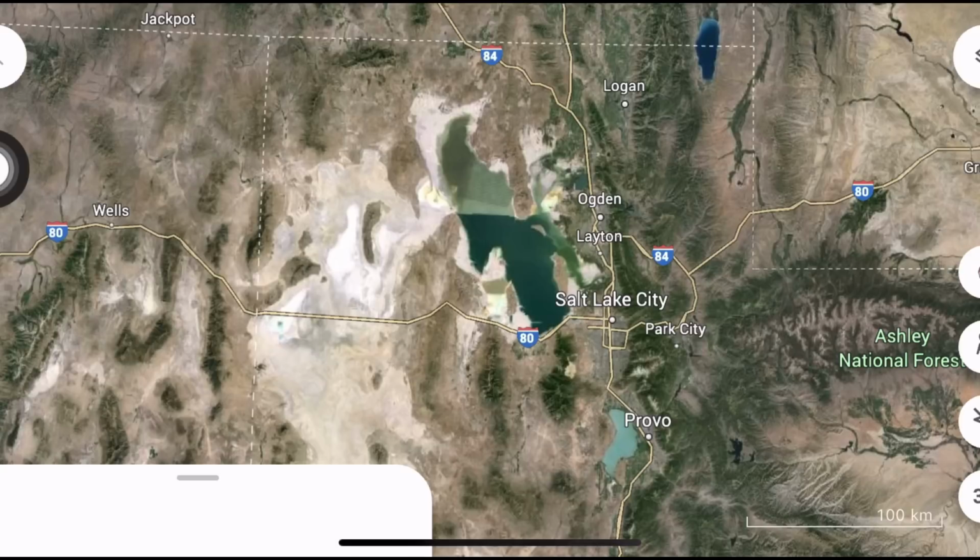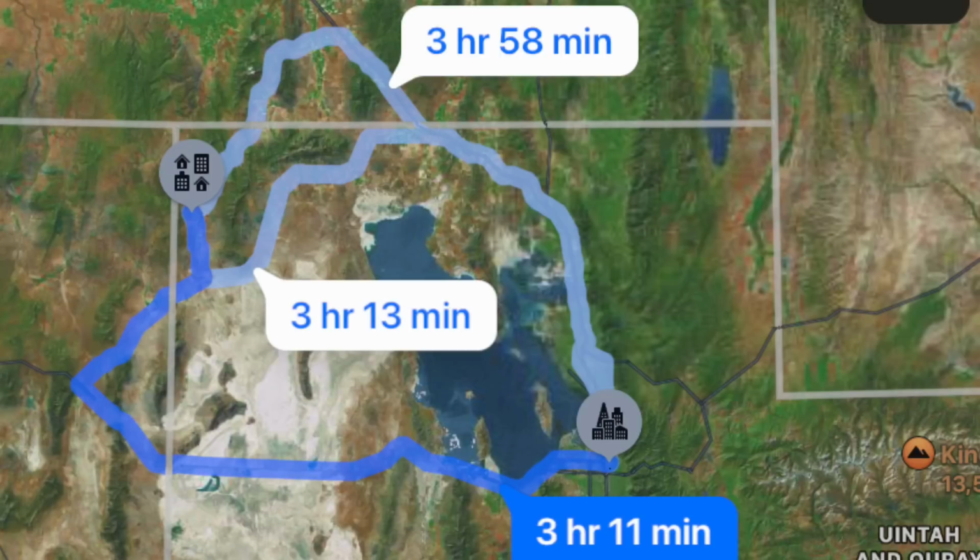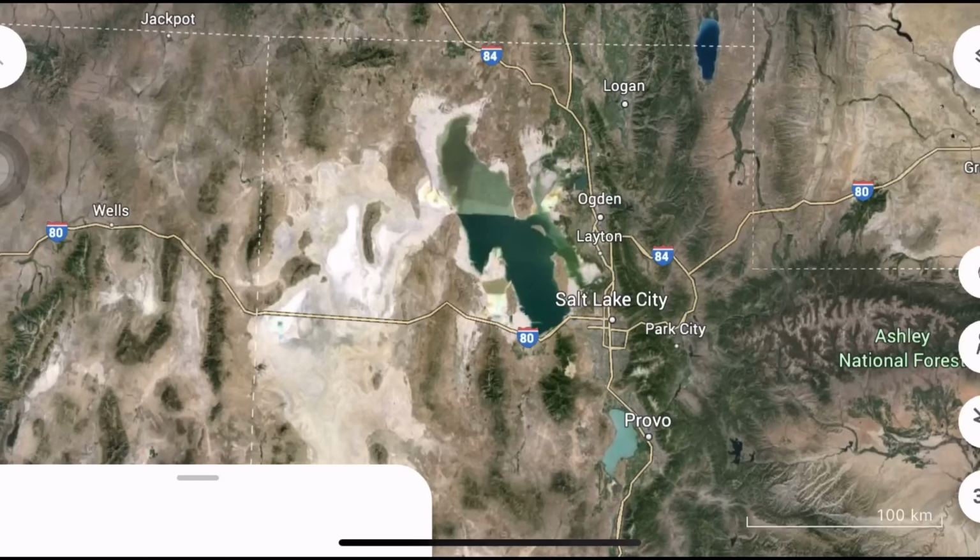I'm going to be going from Salt Lake City to the Jordan River, to Jericho, to Jerusalem, guys. It's going to be a huge thing. I'm going to be there for quite a while.